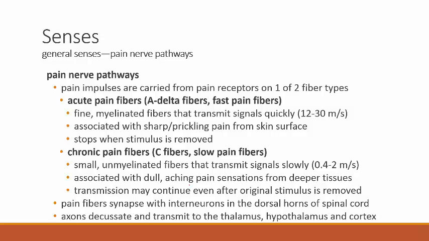Pain impulses are carried from pain receptors on one of two fiber types. The acute pain fibers, or the A fibers, are fast pain fibers. These are fine myelinated fibers that transmit signals quickly, so they can travel at speeds of anywhere between 12 and 30 meters per second.